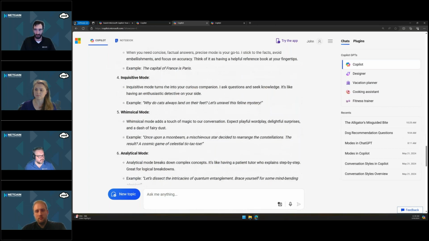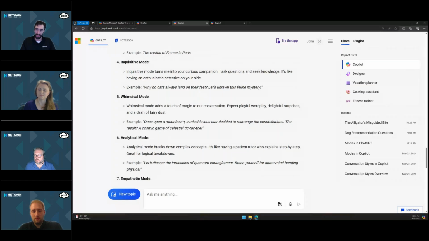So an inquisitive mode, right? I like this mode. I like these kinds of open-ended questions that allow you to think. And this hits on the idea that it's a companion, right? It asks questions where it's starting to gain context and understanding of you. And I love this. It's like having an enthusiastic detective on your side. And I'm going to be honest, I'm a fan of all of these modes, but I definitely love the whimsical one as well. So let's add a touch of magic to the conversation.